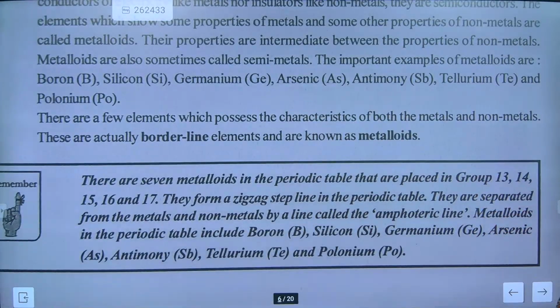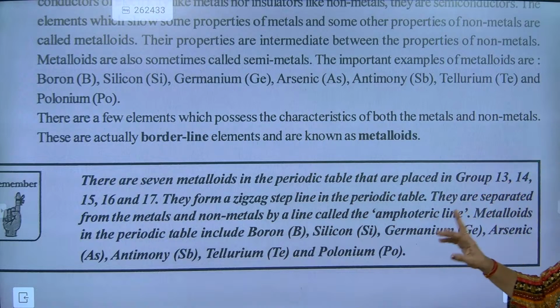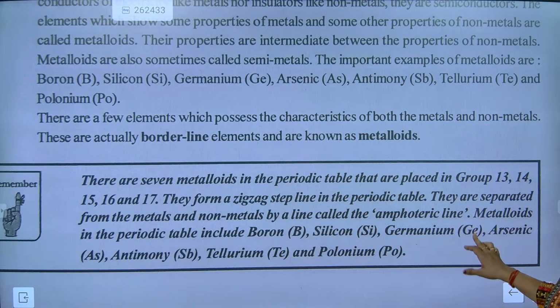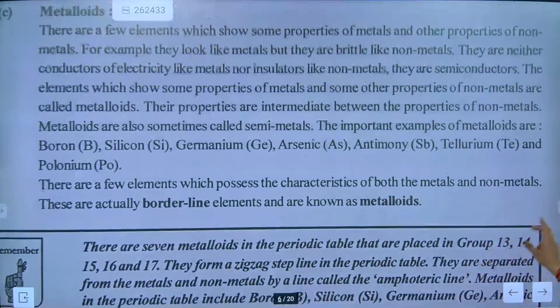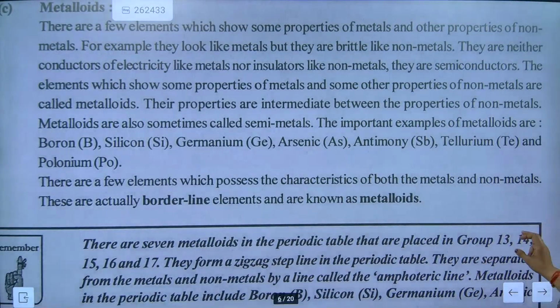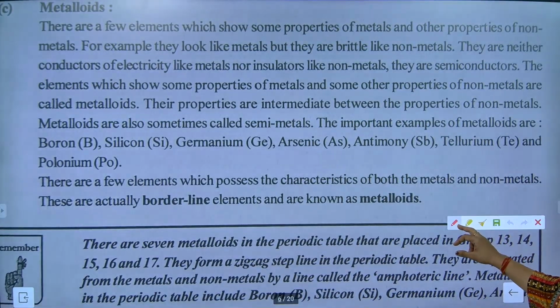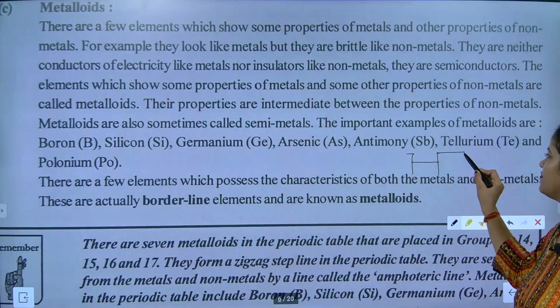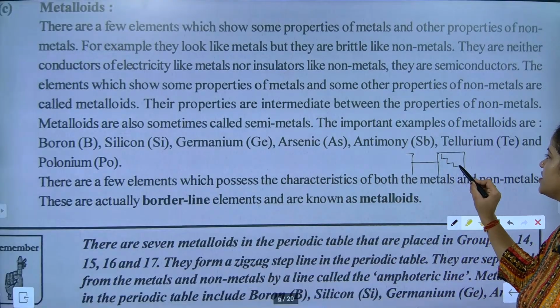So 7 metalloids are there in the periodic table, in groups 13, 14, 15, 16 and 17. They form a zigzag step line in the periodic table. I am going to draw this and explain it to you. Now look here, in the periodic table, the zigzag section will be there.